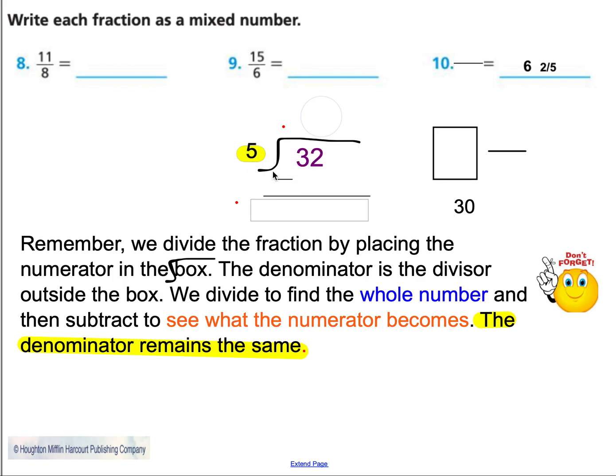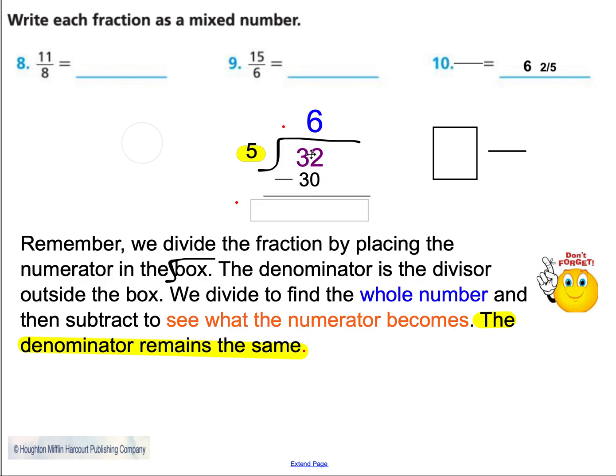So let's go ahead and do our math facts. We need to know our 5 facts with the division. 32 fifths. 32 can be divided by 5. 5 times 5 is 25. 5 times 6 is 30. 5 times 7 is 35. Oh, that's too much. So we're going to go ahead and use our multiple of 6. 5 times 6 gets us 30.